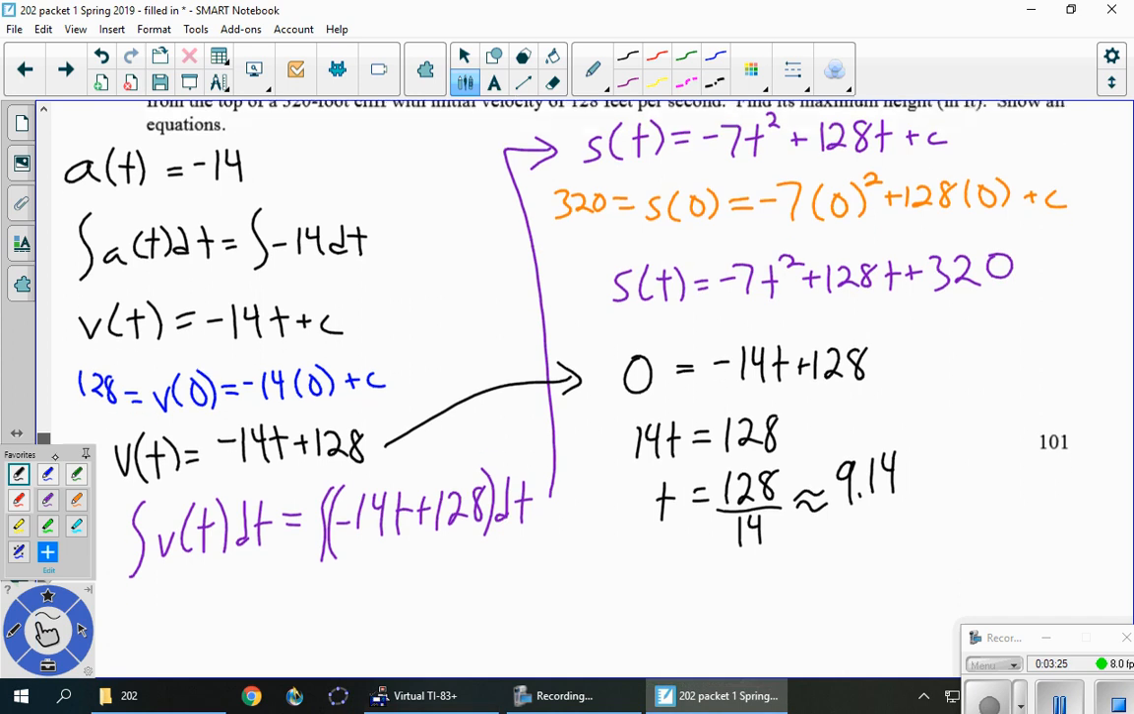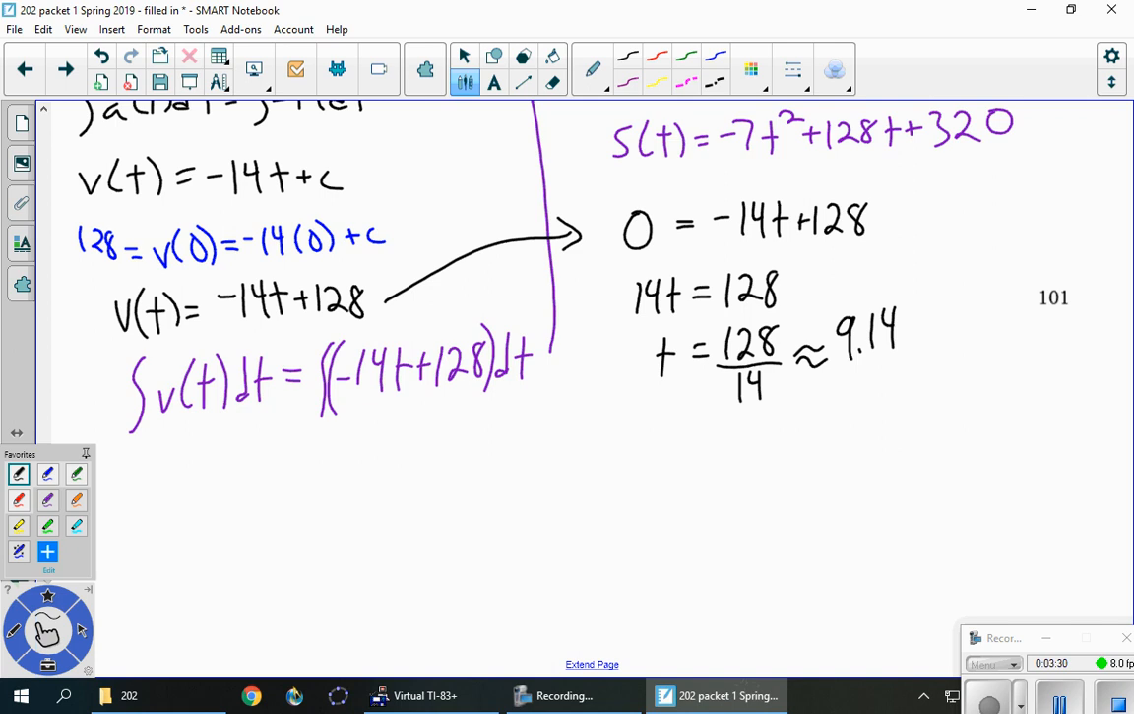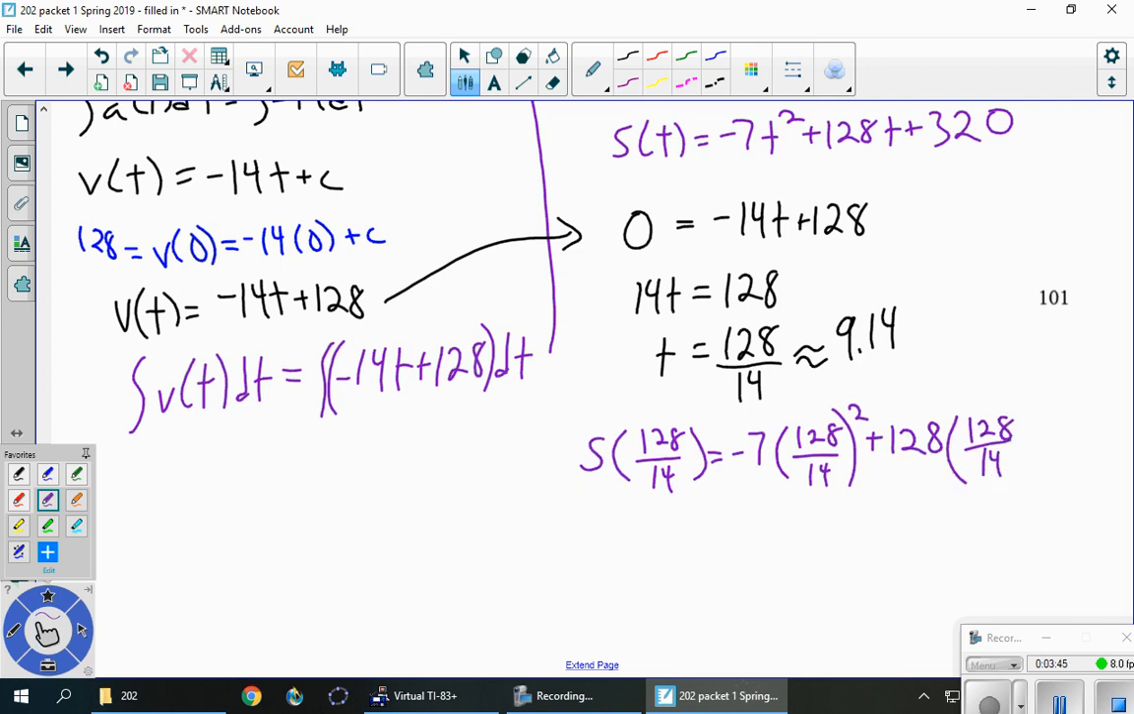And if I want the maximum height itself, we're going to plug that into the purple s of t function at the top right. So s of 128 over 14 is negative 7 times 128 over 14 squared plus 128 times 128 over 14 plus 320.